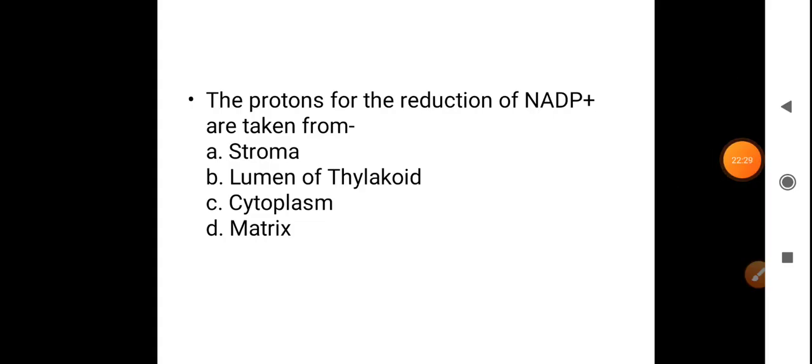Next question: the protons for the reduction of NADP are taken from: stroma, lumen of thylakoid, cytoplasm, or matrix. The answer is they are taken from the stroma. After synthesis of ATP, these protons are passed from the thylakoid to the stroma.